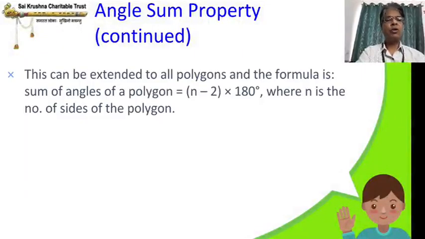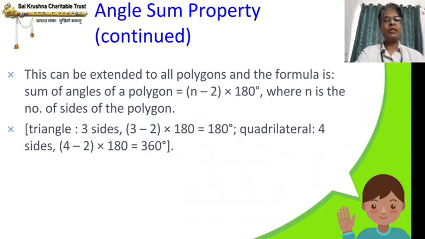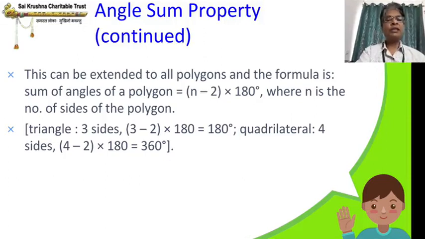This can be extended to all polygons, and the formula is: sum of angles of a polygon equals n minus 2 into 180 degrees, where n is the number of sides of the polygon. Let us see an example. A triangle has 3 sides, so n minus 2 is 3 minus 2, into 180, equals 180 degrees. A quadrilateral has 4 sides, so 4 minus 2 into 180 equals 360 degrees. Like this, for any polygon with any number of sides, you only have to replace n with the number of sides, take minus 2, multiply by 180, and you will get the total angle of that polygon.